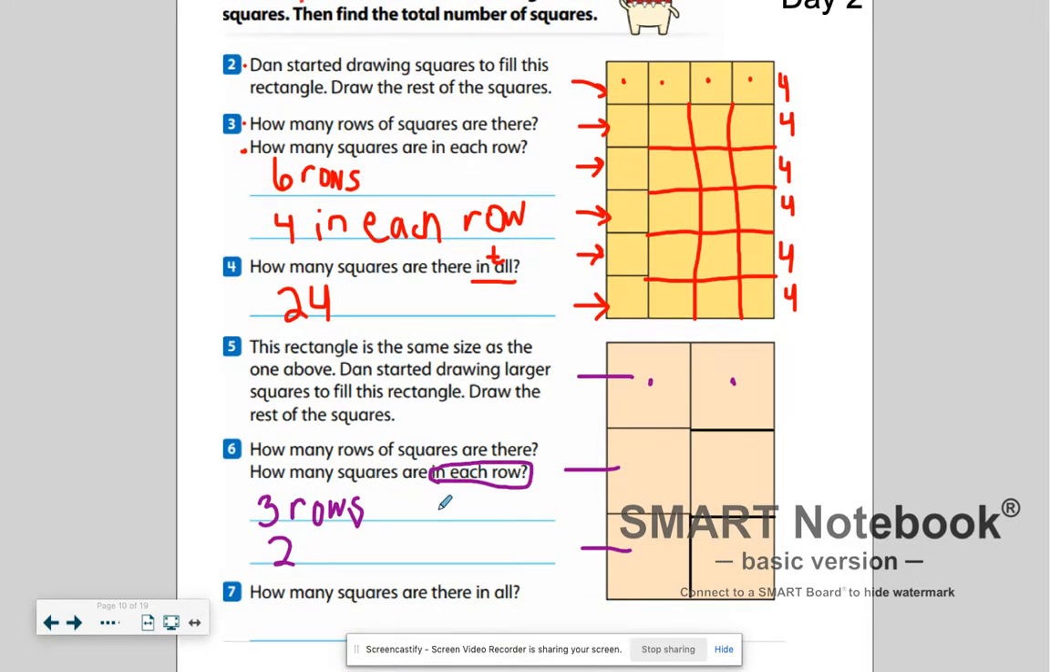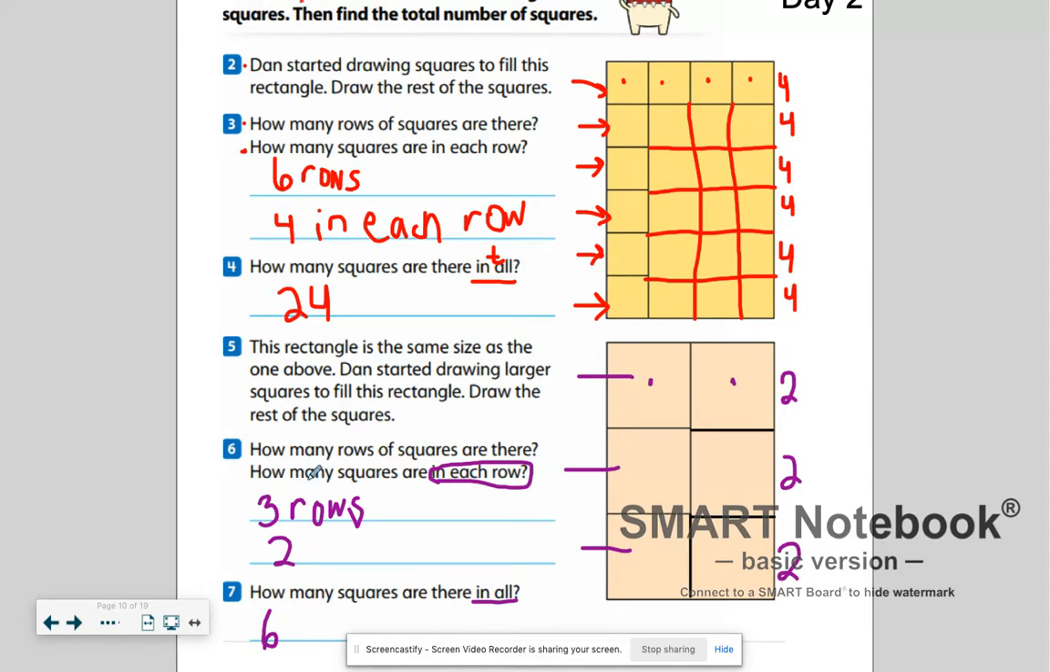All right. How many squares are there in all? So let's count. In all means I need the total. 2, 4, 6, 8. You could sing your 2 song. 2, 4, 6. So there's 6 in all.